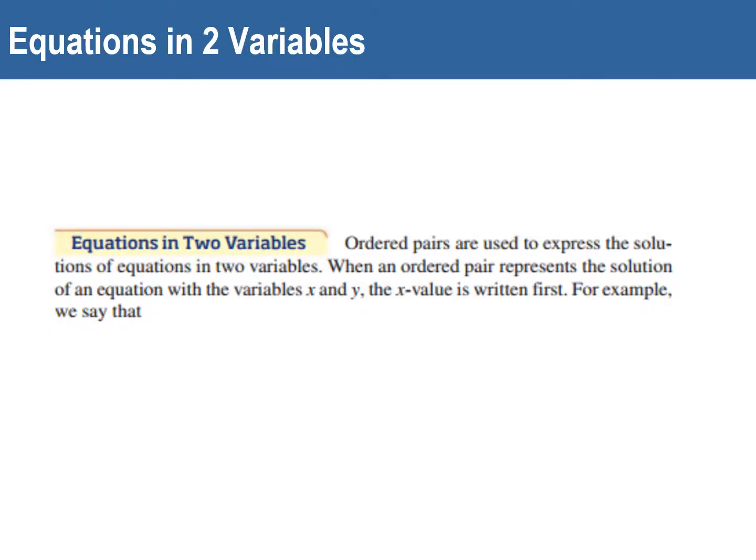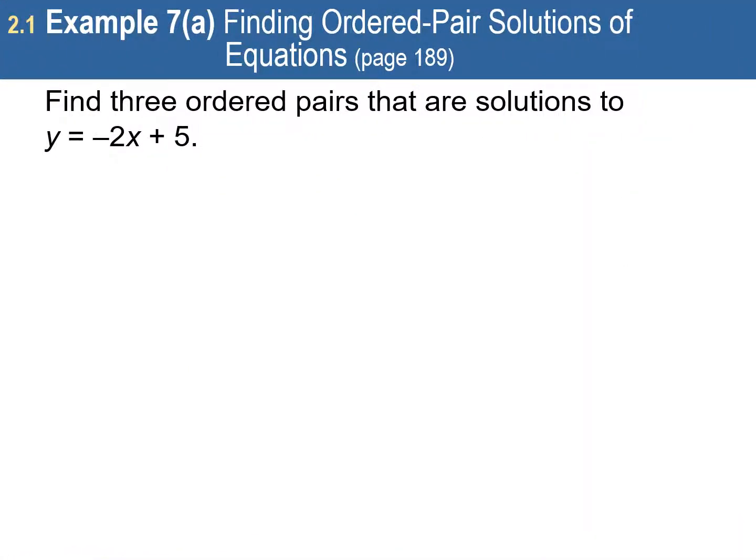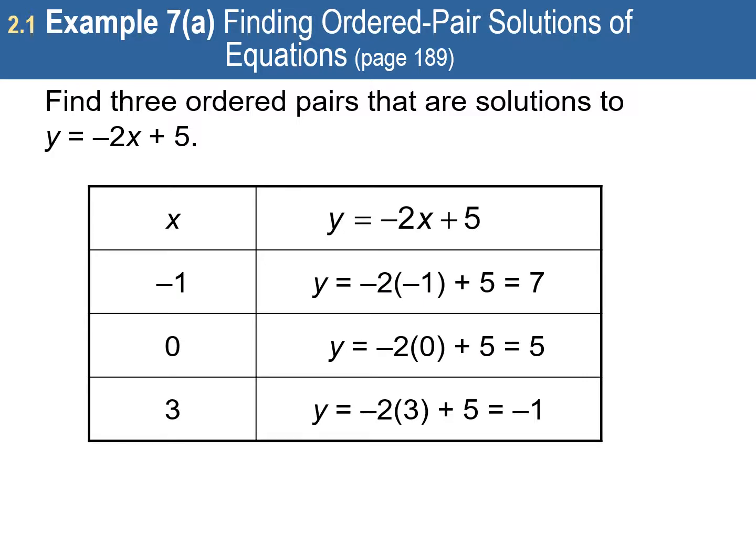Now, sometimes we're going to have equations with two variables. Ordered pairs are used to express the solutions in two variables when I give you an equation in two variables. Find three ordered pairs that are solutions. Now, these aren't going to be unique, so you may pick different numbers than I do. So set up a table and pick three numbers. I like -1, 0, and 3.